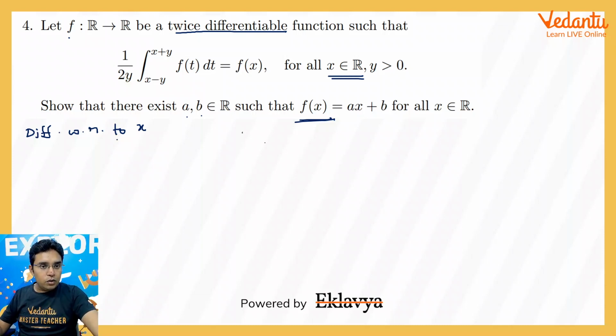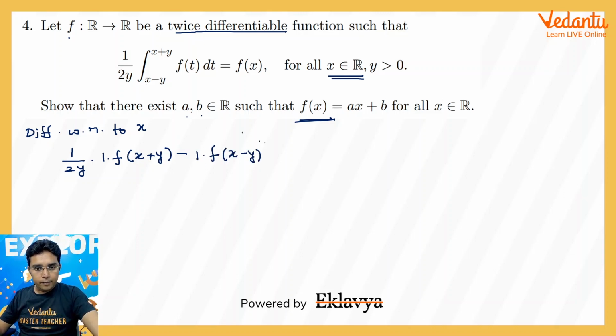So if I do the differentiation with respect to x, we will be getting 1 upon 2y. Then differentiation of the upper limit, that is 1, and this upper limit will be going in place of t, so this will be x plus y here, minus differentiation of the lower limit, that is also 1, and then in place of t I will be putting x minus y here, and that is equal to f dash x.